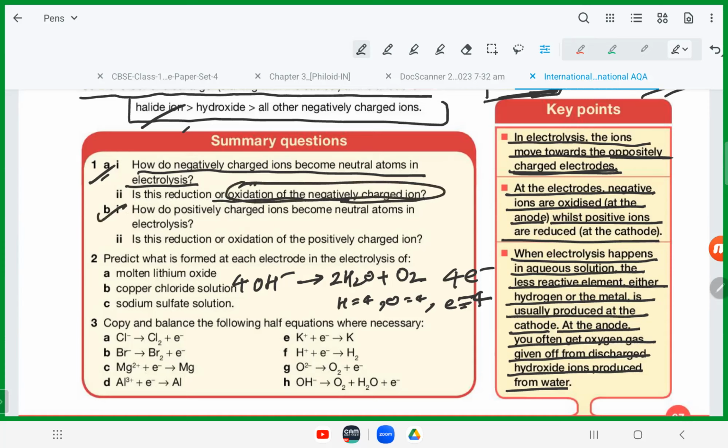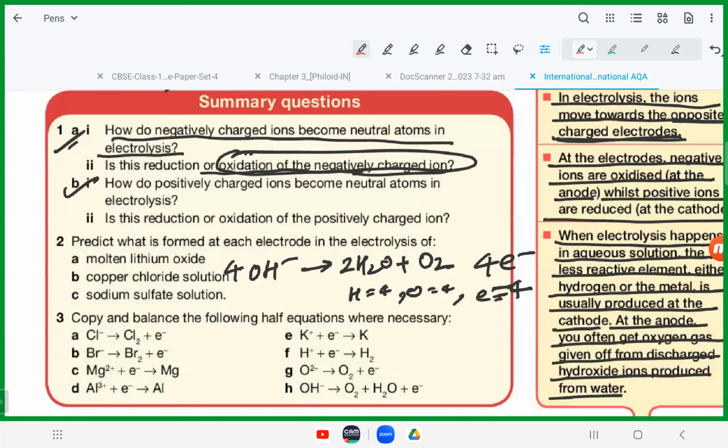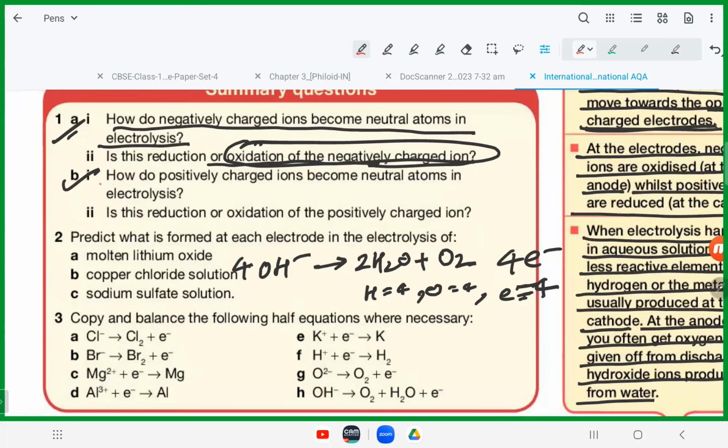Question B. Can you read it? How do positively charged ions become neutral atoms in electrolysis? Reduction takes place, positive moves to negative. So how do positively charged ions become neutral atoms in electrolysis? By reduction, yes or no? Yes.